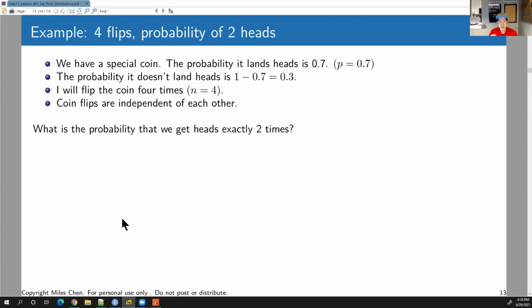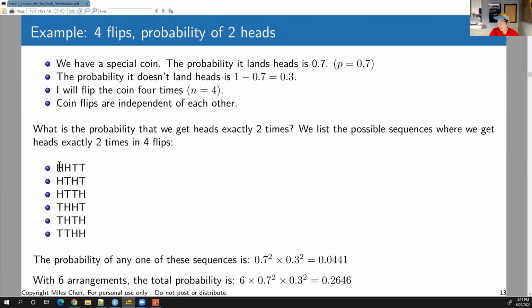So what if we extend this a little bit and flip the coin 4 times, and this time we want the probability that I get heads exactly 2 times out of 4 flips. Once again, we're going to list every single possible way to get 2 heads out of 4 flips. There are 6 possible arrangements: heads, heads, tails, tails; heads, tails, heads, tails; heads, tails, tails, heads; tails, heads, heads, tails; tails, heads, tails, heads; and tails, tails, heads, heads. You can try to think of another way, but that's every possible arrangement for getting 2 heads out of 4 flips.